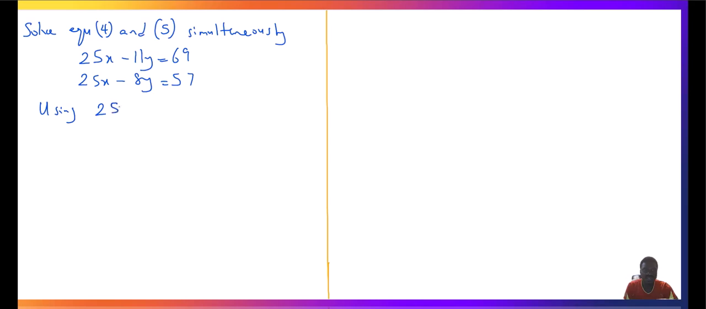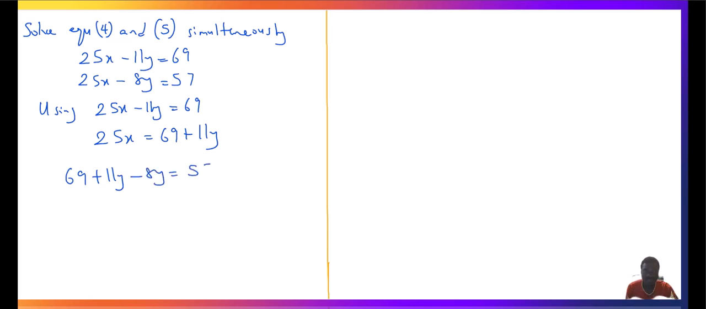Using 25x - 11y = 69, it means 25x = 69 + 11y. Input this into the second equation anywhere you see 25x. So instead of 25x - 8y, I'm going to have 69 + 11y - 8y = 57. Collect like terms: 11y - 8y = 57 - 69. And that will give us 3y = -12. So divide both sides by the coefficient of y, which is 3. So y = -12/3, and that is equal to -4.